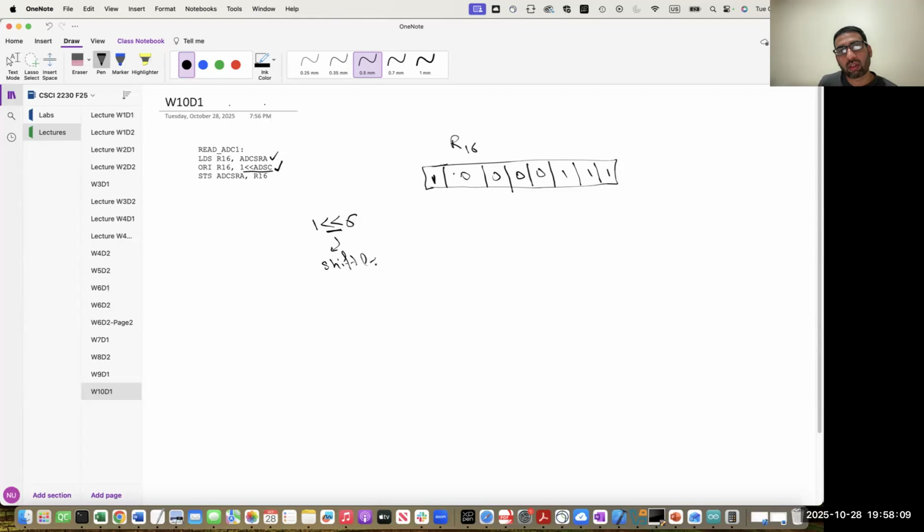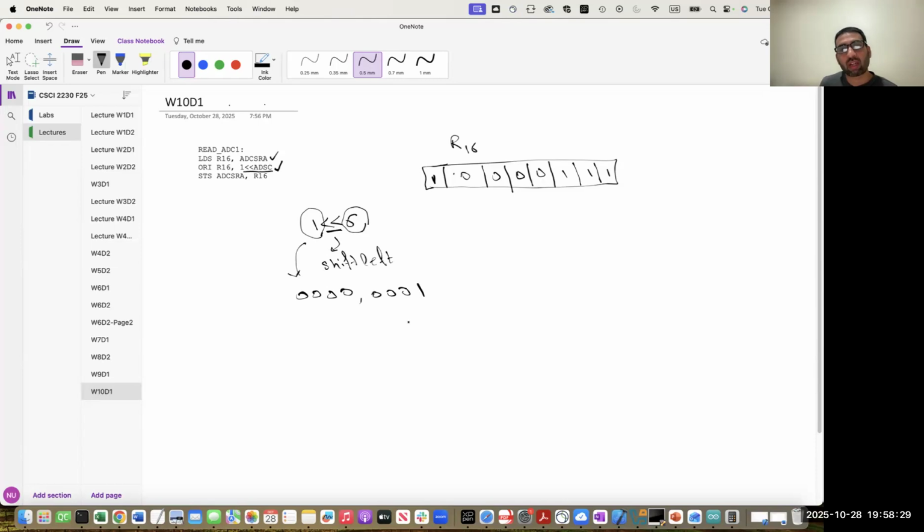Shift left. Shift left what? Shift left 1. Okay, so I'm going to shift left 1. How many times? I'm going to shift it 6 times. So let me do it in binary form. When I write 1 in 8-bit binary, it will be 0, 0, 0, 0, 0, 0, 0, 1.